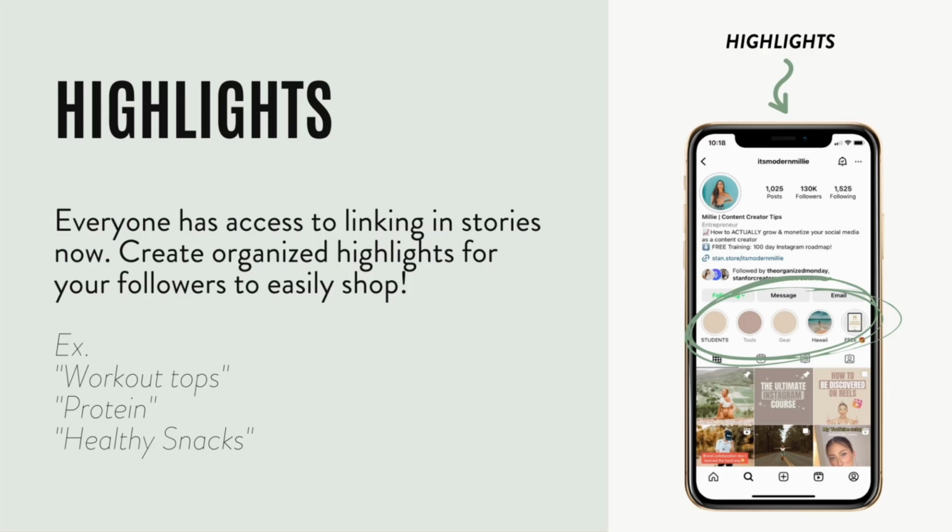And then the next highlight is all of your favorite protein recommendations, all linking with affiliate links. Next is healthy snacks, and continue that. Organize your highlights in a simple way so that your followers can shop.